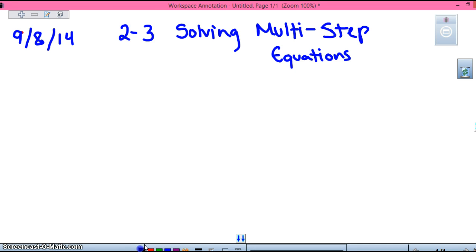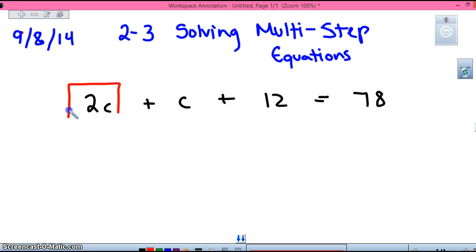Today we're solving multi-step equations. So we have to solve 2c plus c plus 12 equals 78. We want to solve for c, but notice that we have c two times. We have 2c plus c.